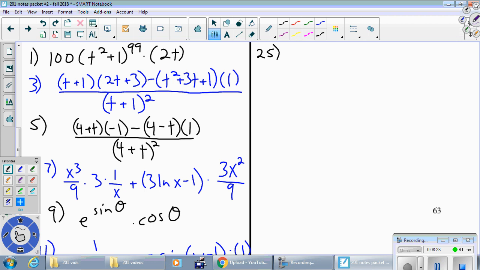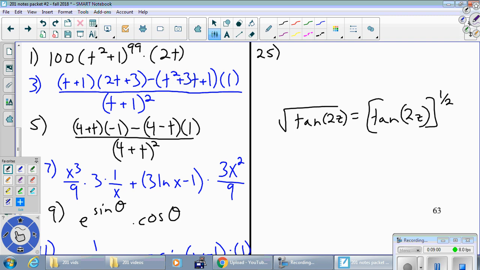Okay, 25. Ooh, a big old square root here. You could rewrite this thing as sine of 2z over cosine of 2z all to the 1/2 power. I'm going to make use of an identity here, which is going to save us from doing the quotient rule inside of the chain rule. Sine over cosine is another trig function. It is tangent. So this problem is really the square root of tangent of 2z, which is really tangent of 2z all to the 1/2. So that is the best version of this original that we should take the derivative of.